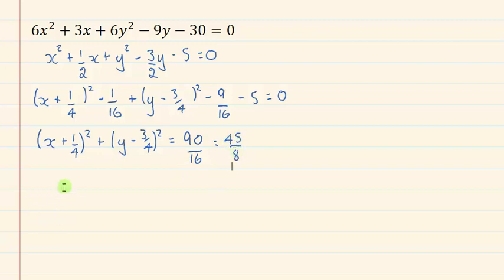So from here, I can see that the centre is given by taking this number here and changing the sign to negative 1/4. Take this number, change the sign, becomes positive 3/4, and the radius is the square root of 45 over 8. A radius of square root of 45 over 8, that can be simplified, which will be 3 root 10 over 4.